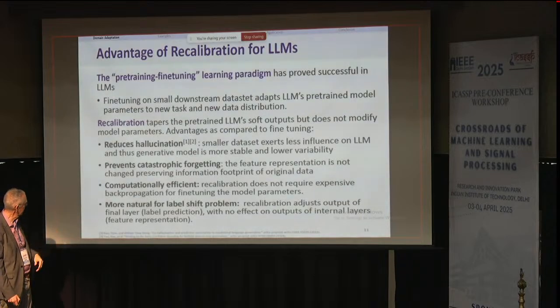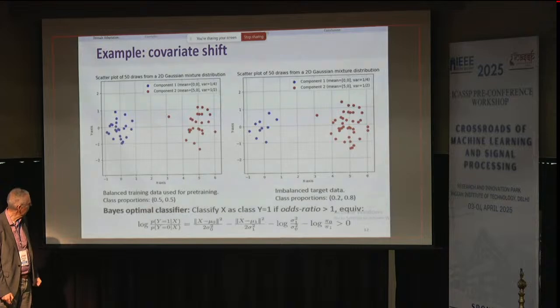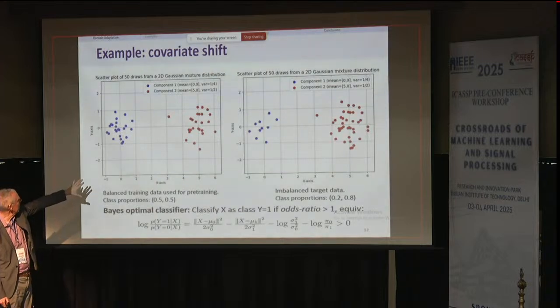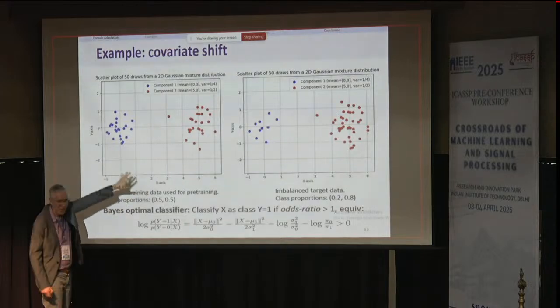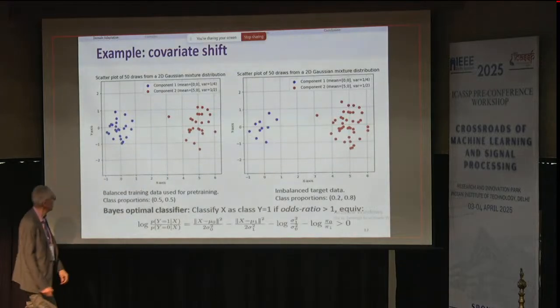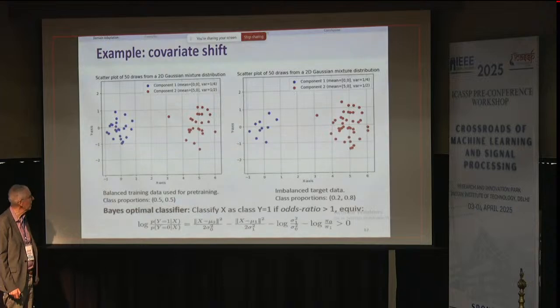I'm not going to go through this. We've already talked about a lot of this before. This is an example just to make it very clear what we're doing. If this is the pre-training data, there are 50 samples from class 1 and class 0, 25 each. It's an equal or balanced class pre-trained data set.